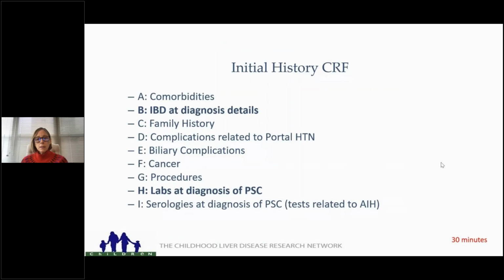Okay, next slide. These are subcategories within the initial history CRF, and that CRF takes a while to complete, especially if you have to go digging through other institutions' charts regarding IBD at diagnosis and labs at diagnosis of PSC, for example. Coordinators should not feel that you have to complete this all by yourself. There are so many nuances and medical terminology to the IBD specifically that the most efficient way to get these completed, especially part B with the IBD, is with your PI. And the PIs know this. We've been saying this since day one. Next slide.